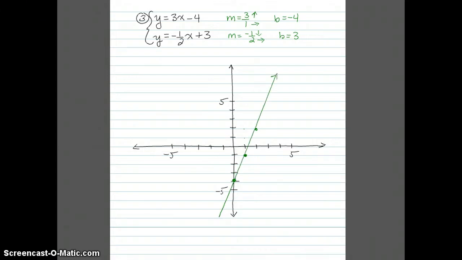Again, I'm extending my line. I don't want little teeny tiny lines. I want them to extend across the entire grid space that you have. Labeling the equation. Notice again I have arrows at the end. That's important as well. This line is infinite.